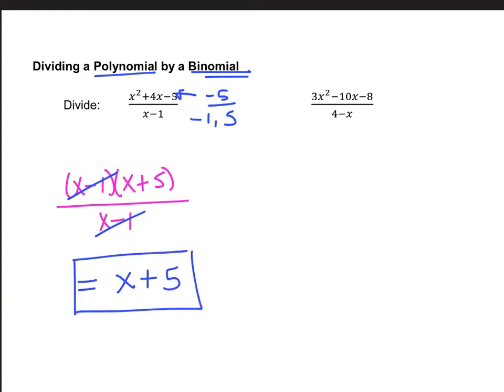So feel like you've done that before? Yeah. Okay. So this next example, we are going to do the same thing. We have a trinomial divided by a binomial. So we're going to factor the numerator, factor the denominator. Have you guys noticed that our numerator has a 3 in front of the x squared?